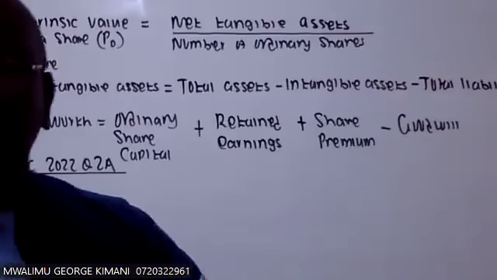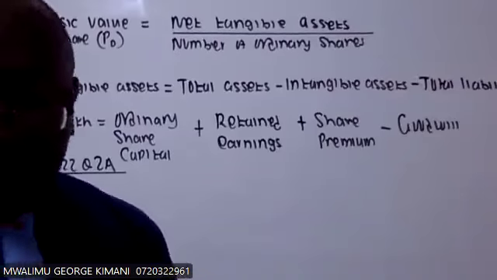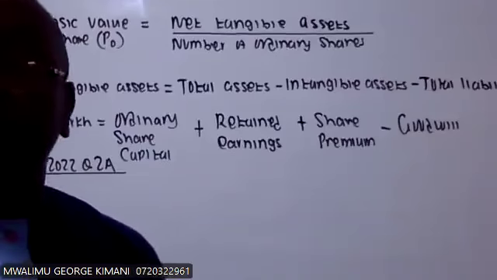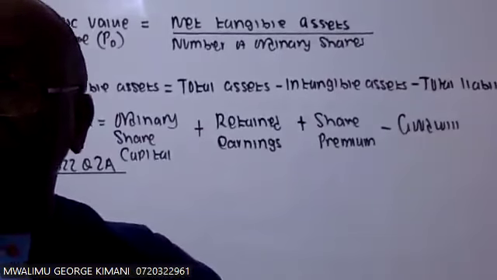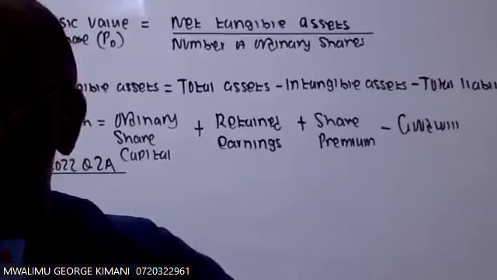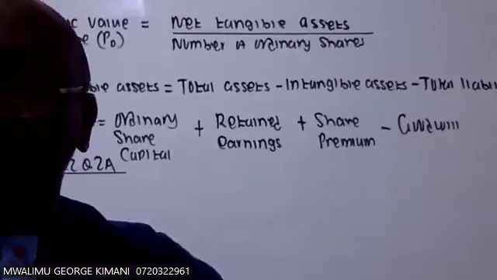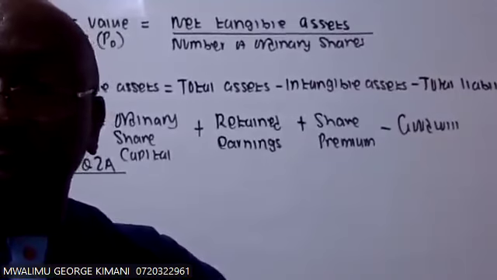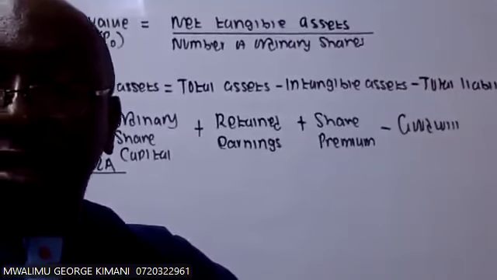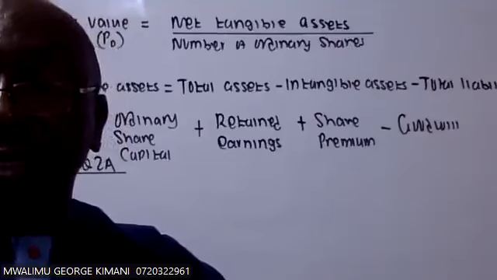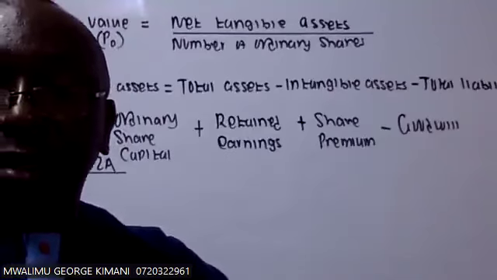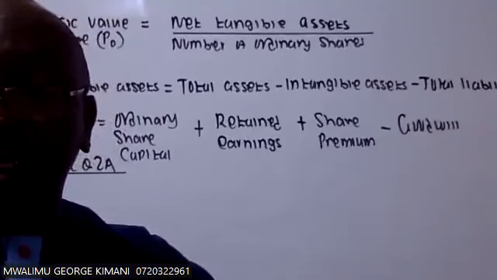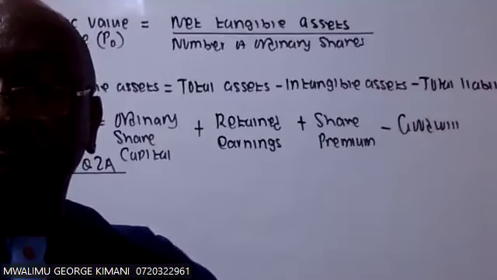December 2022, question 2A. The question says, DOPCO Limited has provided the following summary of statement of financial position for the year ended 30th of September 2022. We have the non-current assets: freehold land and buildings, plant and machinery, equipment, goodwill. Current assets: inventory, trade receivables, short-term investments, cash.